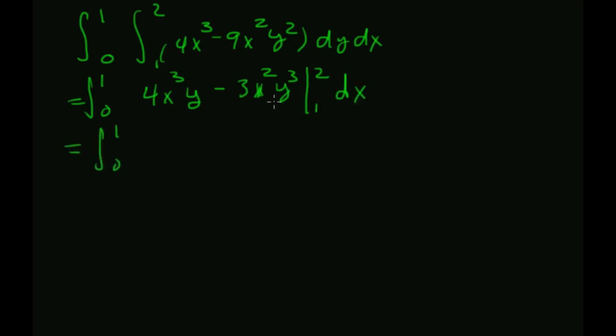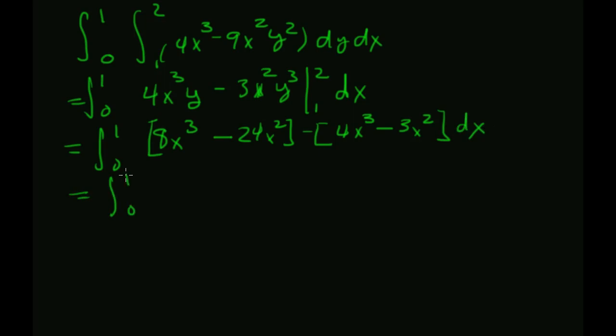Alright, so 0 to 1. Let's see, 2 minus 1 is going to give me 2 times 4 is 8x cubed. Then we have minus, let's play this out. 8x cubed, and then put the 2 in here. 2 cubed is 8 times 3 is minus 24x squared. Minus, let's see, 1's in here is going to make that 4x cubed. And then this is going to be minus 3x squared, right? dx.